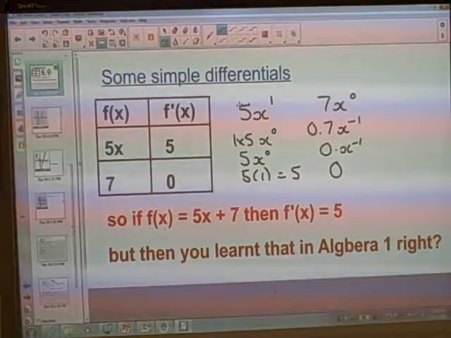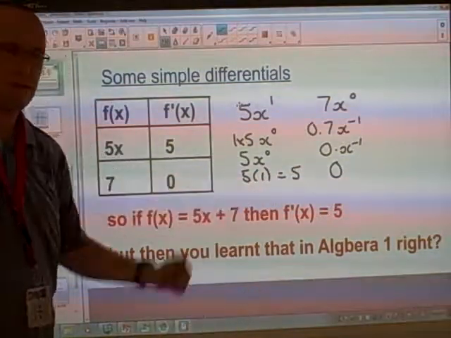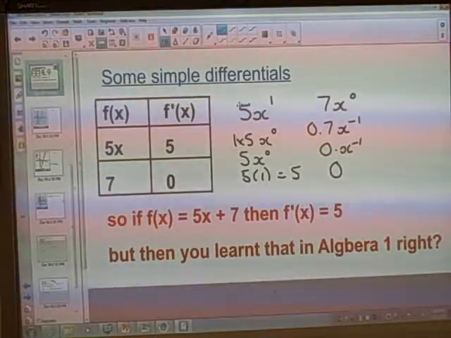So if you've done the Algebra 1 course, or also Algebra 2, and I said, what is the slope of 5x plus 7? You would say 5 straight away. So it's still the same idea, so don't overcomplicate simple questions.